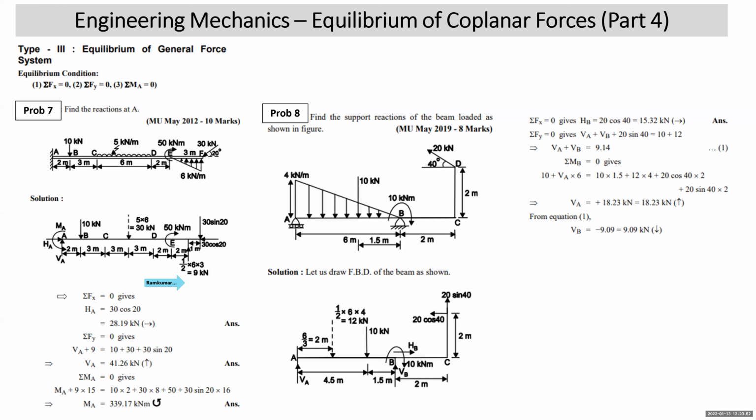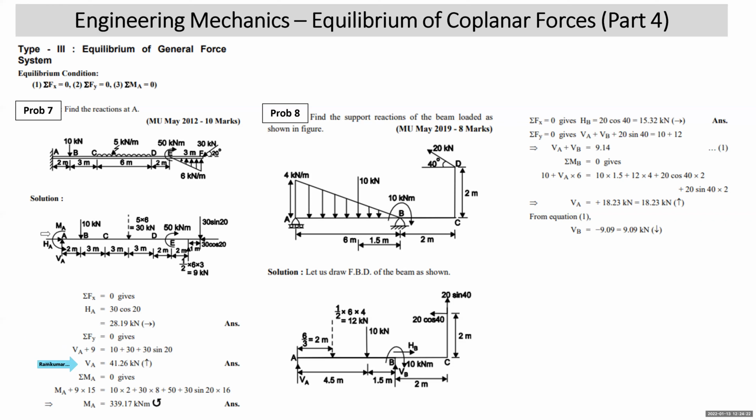Now you will write sigma Fx equal to 0. Looking at this diagram, HA towards the right is equal to the force towards the left, that is 30 cos 20. You get the value of HA. Then you write sigma Fy equal to 0, which means upward forces will be equated to downward forces. What are the upward forces? BA plus 9, that is upward, equal to 10 plus 30 sin 20, which is downward. You get the value of BA.